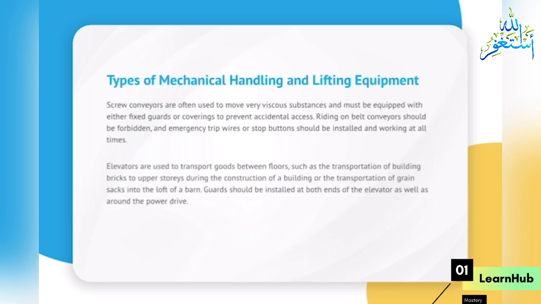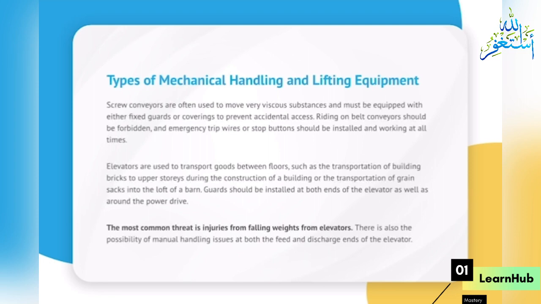Screw conveyors are often used to move very viscous substances and must be equipped with either fixed guards or coverings to prevent accidental access. Riding on belt conveyors should be forbidden, and emergency tripwires or stop buttons should be installed and working at all times. Elevators are used to transport goods between floors, such as the transportation of building bricks to upper stories during the construction of a building or the transportation of grain sacks into the loft of a barn.